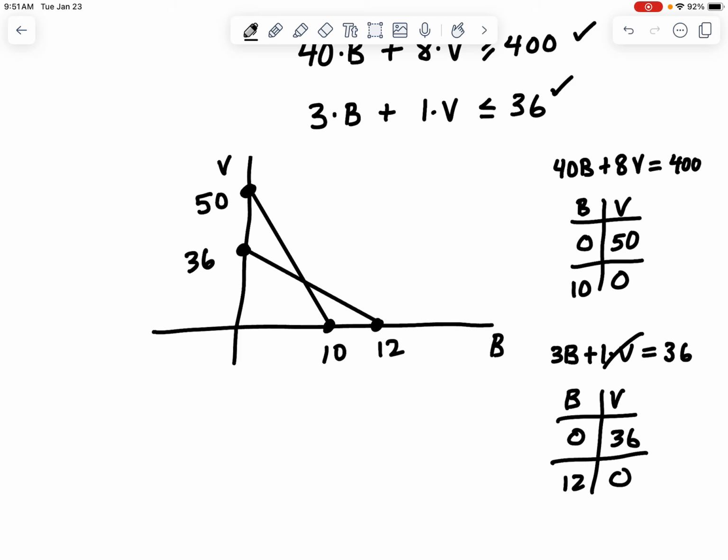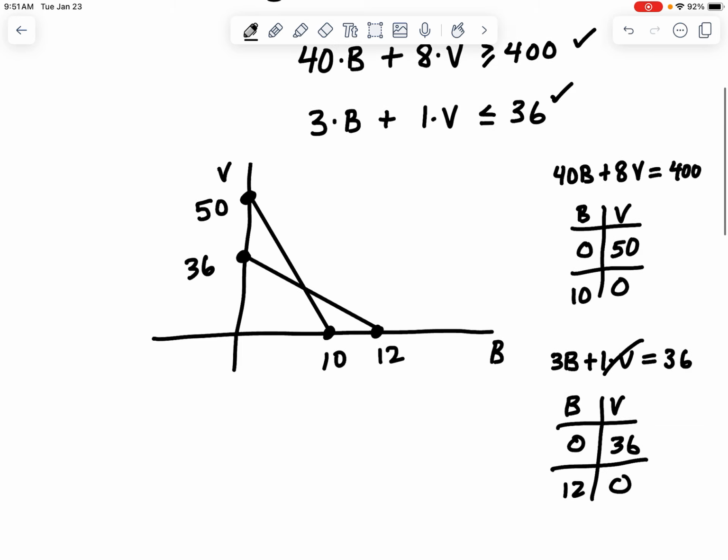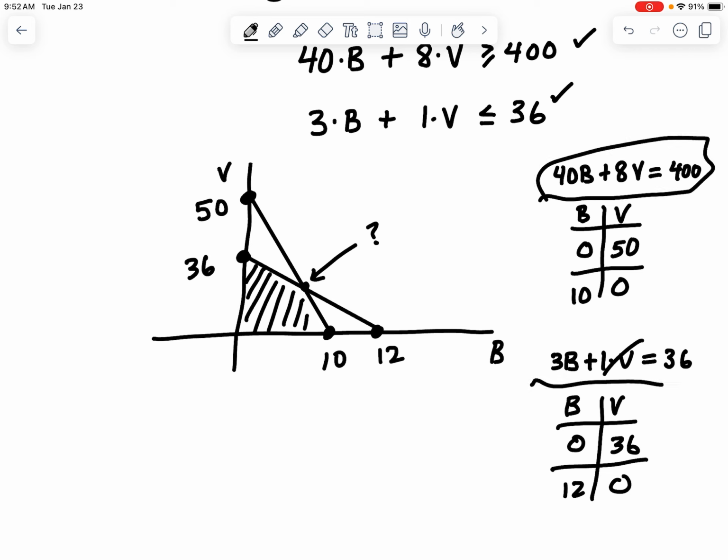So we could go through and pick some points and make sure that we're shading the right area, but it basically does not make any sense that they would be over here taking way more buses and vans than they need to. So they want to take the least amount of vans and buses that they can. So that means that we actually want to keep it as small as possible. So that would be this region right here. And the only thing is, there's this one point that I don't know. Where is that point? So that's basically where this equation and this equation intersect.